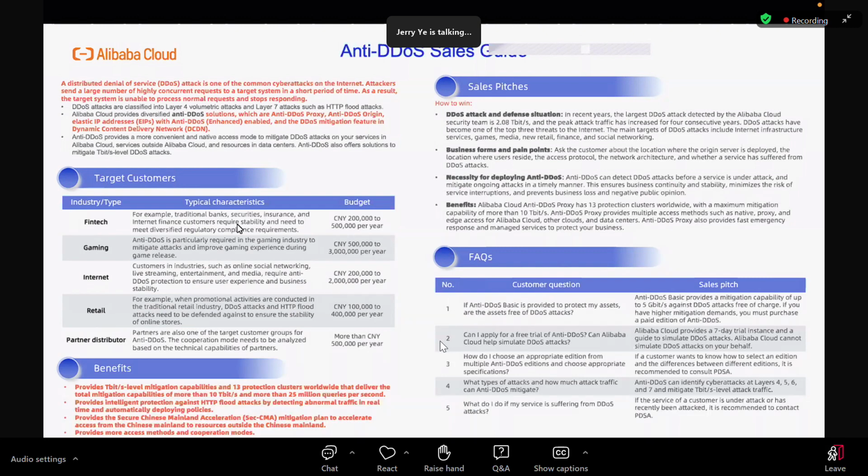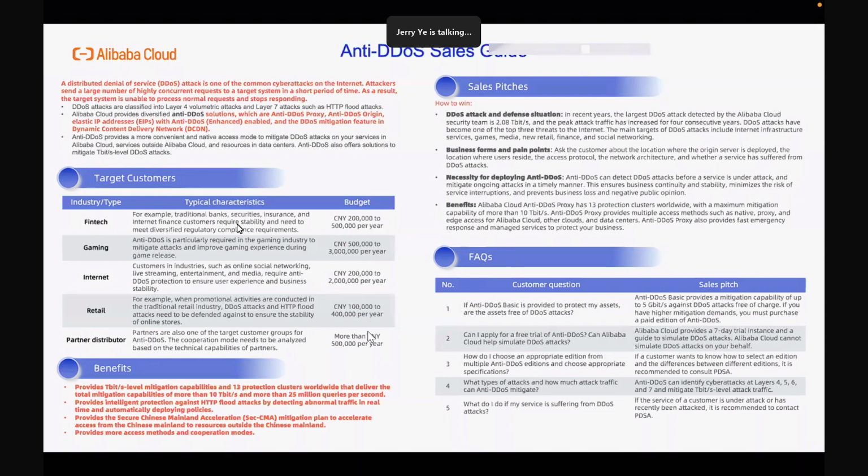Certified anti-DDoS solutions, including anti-DDoS proxy, anti-DDoS origin, and anti-DDoS EIP. And also, we provide the same solutions as Cloudflare and Akamai. We provide edge security, the security CDN. So what is the DDoS proxy?